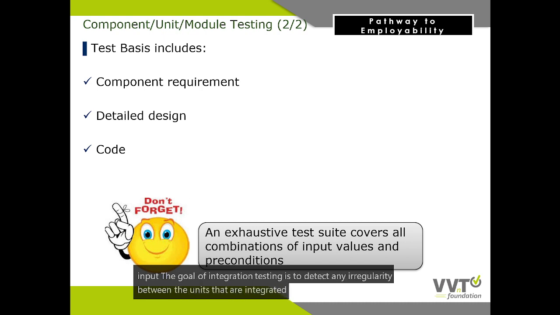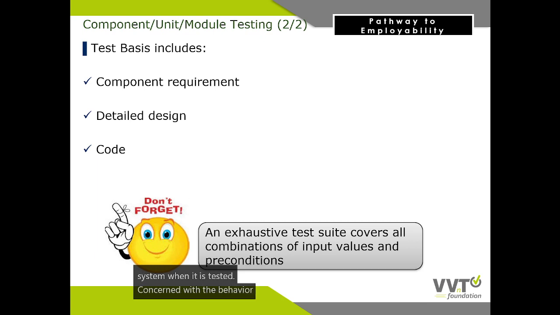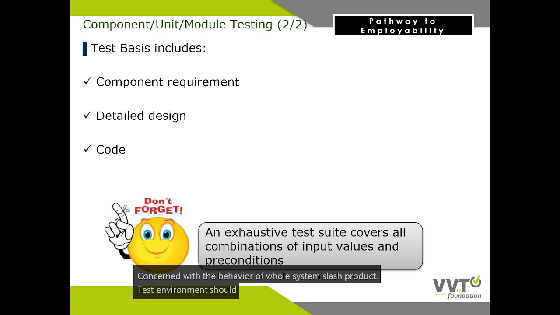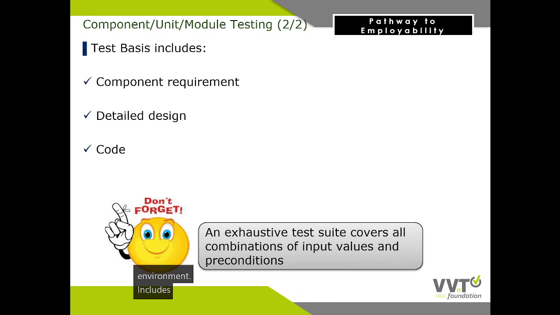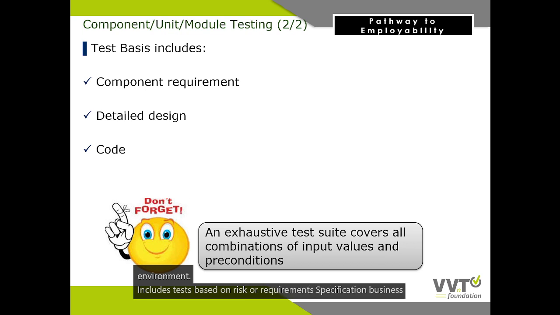System testing detects defects within both the integrated units and the whole system. The result of system testing is the observed behavior of a component or a system when it is tested. Concerned with the behavior of the whole system/product. Test environment should correspond to the final target or production environment. Includes tests based on risk or requirement specification, business processes, etc.